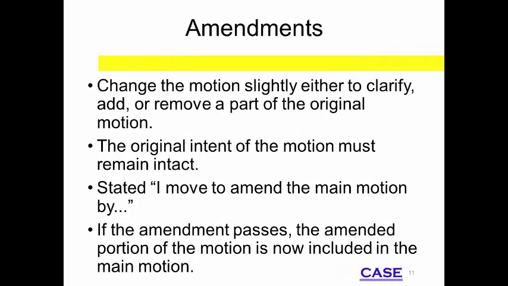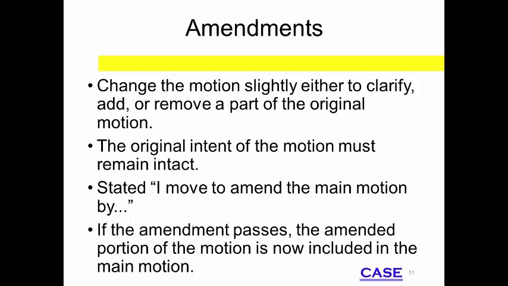During discussion or debate, members may realize that the original main motion has a flaw. An amendment is used to change or correct the original main motion. The member making the amendment must, just as in other situations, gain recognition by the presiding officer. An amendment cannot change the intent of the original main motion, only make modifications to the main motion.